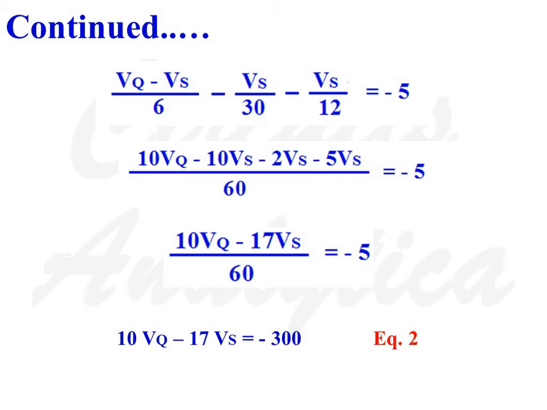Vq minus Vs the whole divided by 6 minus Vs by 30 minus Vs by 12 is equal to minus 5. Taking LCM as 60, 10Vq minus 10Vs minus 2Vs minus 5Vs the whole divided by 60 is equal to minus 5. Rearranging the terms, we will get 10Vq minus 17Vs is equal to minus 300, equation number 2.